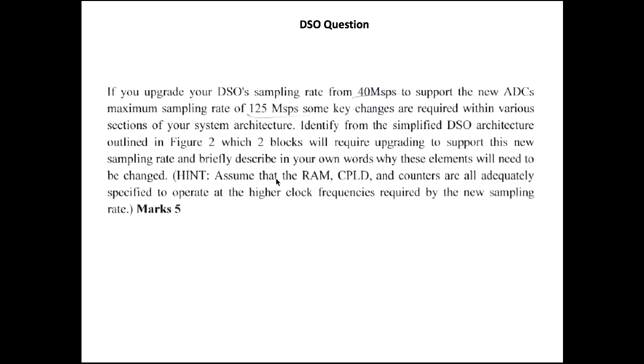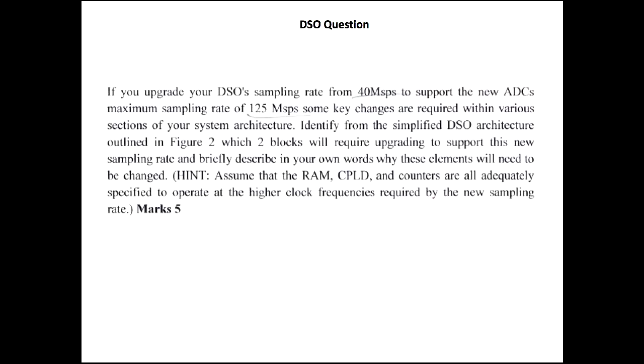Hint: assume that RAMs, CPLD and counters are all adequately specified to operate at the higher clock frequencies required by the new sampling rate. It means your DSO is operating at 40 mega samples per second, then we got a new ADC that is operating at 125 mega samples per second, so we are going to replace it. So the question is, what are the modifications required?